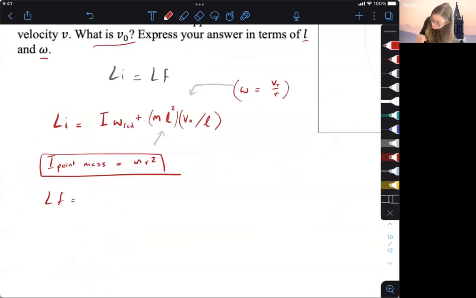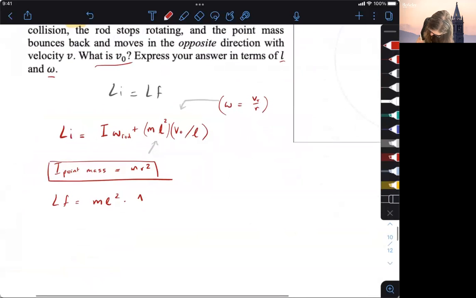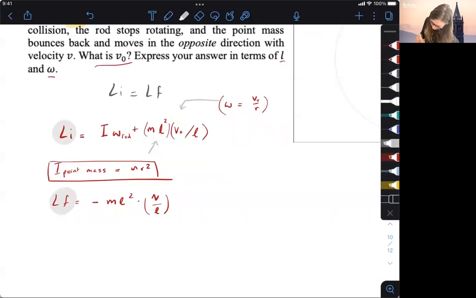Well, LF for our system, our final piece here, same thing, right? We have L squared, but then we have some final velocity, V over L, where it's just bouncing back in the opposite direction. And this is going to be negative, right? Going in the negative direction, okay? So we're just modeling it as kind of like a tangent point on this circle, okay? So this is our final, this is our initial, okay?